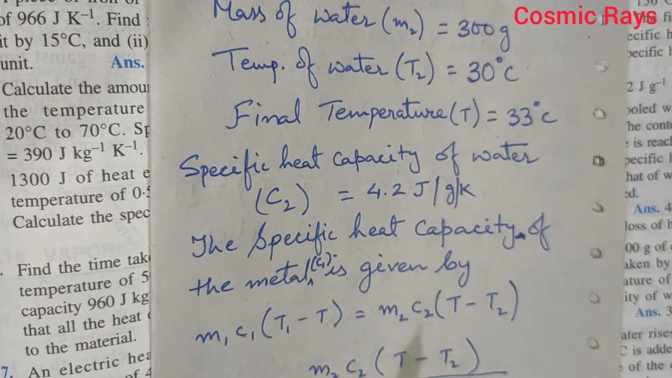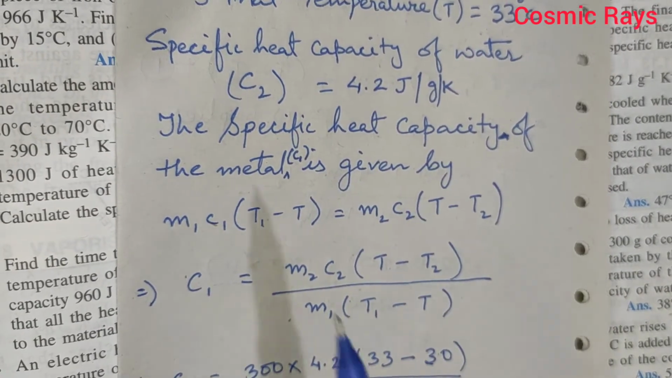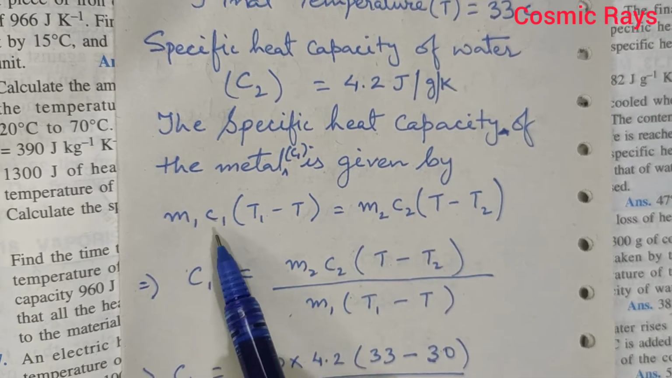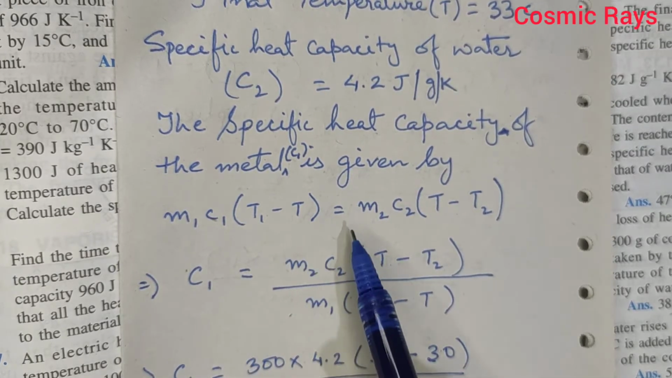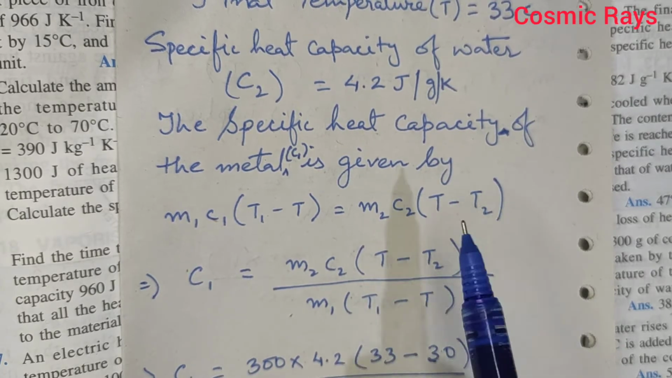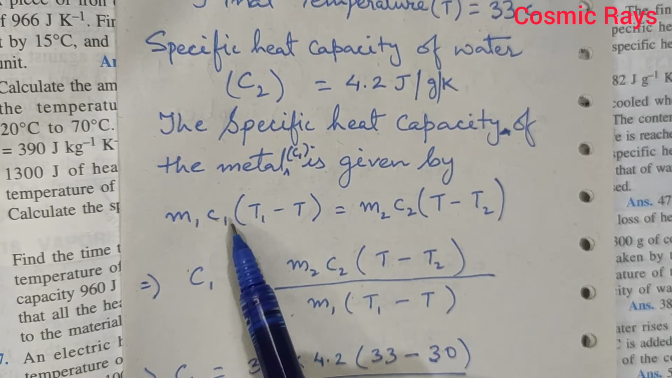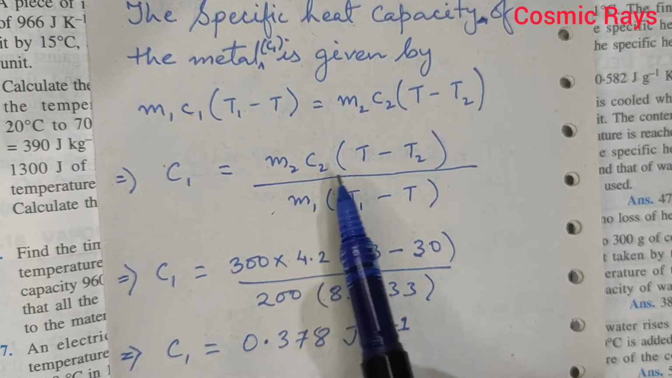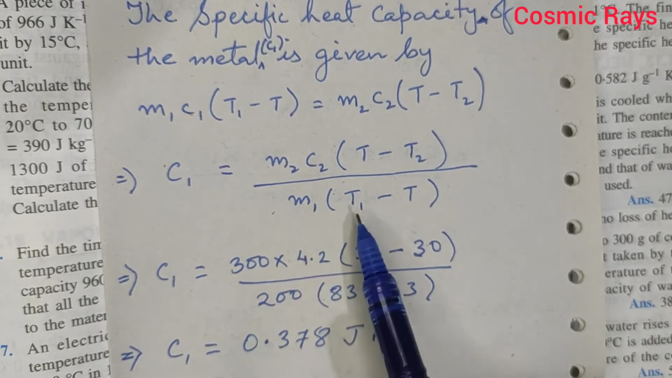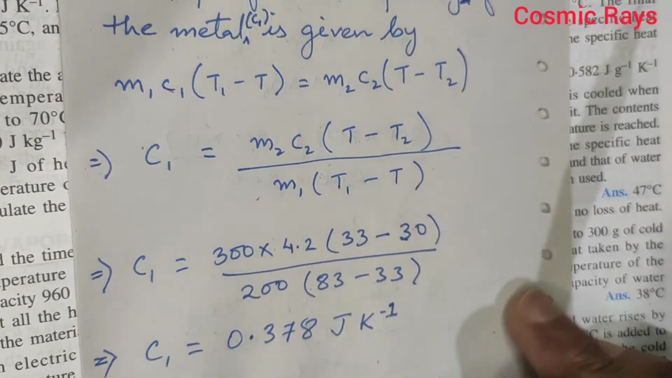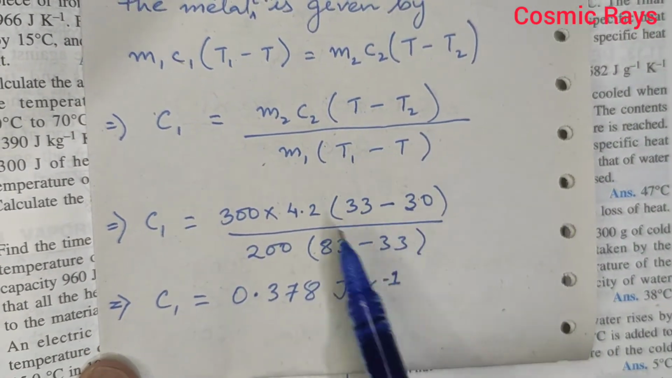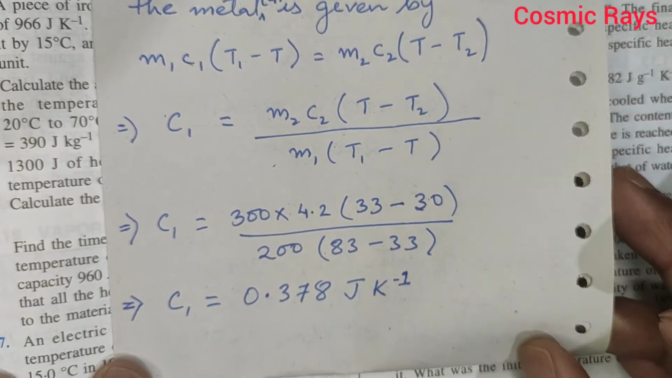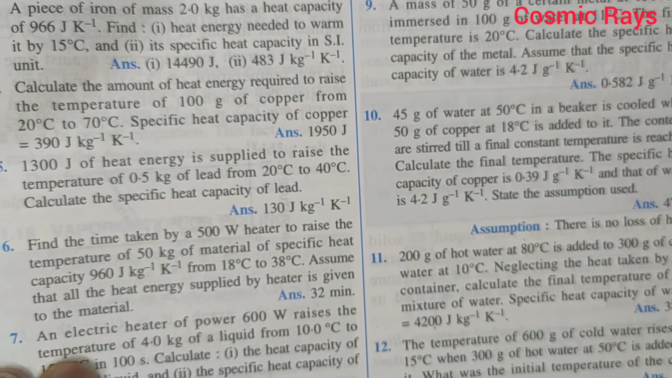So here, using this formula, M1 C1 (T1 minus T) is equal to M2 C2 (T minus T2). So we have to find out the value of C1. So the equation in terms of C1 becomes C1 is equal to M2 C2 (T minus T2) divided by M1 (T1 minus T). We have all the values here and we simply put the values and do the calculation and the answer comes out to be 0.378 joules per Kelvin. Now this was question number 9.